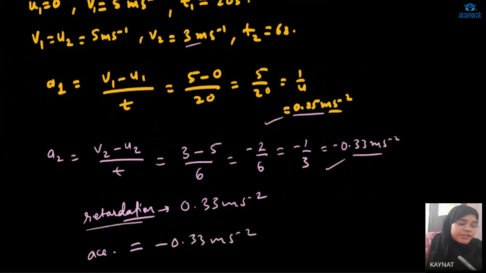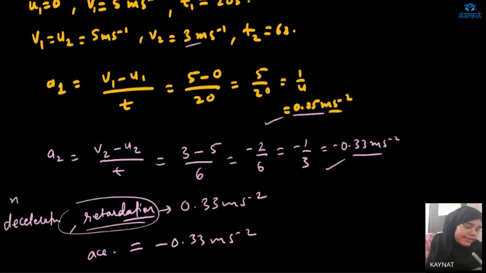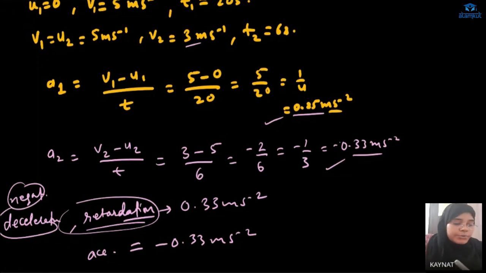Retardation itself implies that this is negative acceleration. That is why you need not mention minus here. Two minuses would cancel out, so don't mention minus. It will be only 0.33 if you are saying retardation, deceleration, or negative acceleration. If you are using these three terms, then don't use negative here. If you are writing acceleration, then you will write minus 0.33 meter per second square.